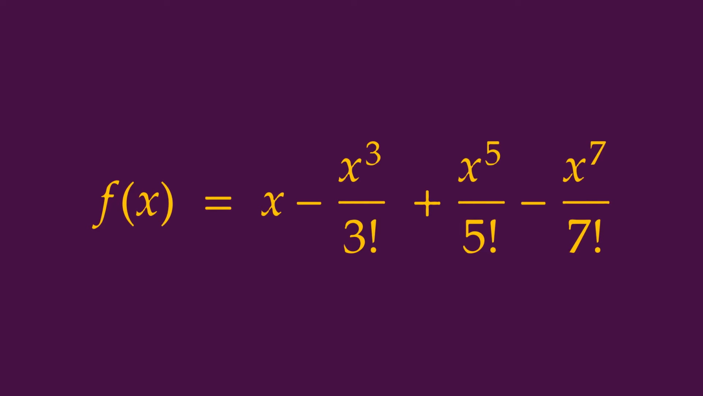For example, let's take the function sin x. According to Maclaurin's series, sin x equals x minus x cube by 3 factorial plus x power 5 by 5 factorial minus x power 7 by 7 factorial plus and so on.